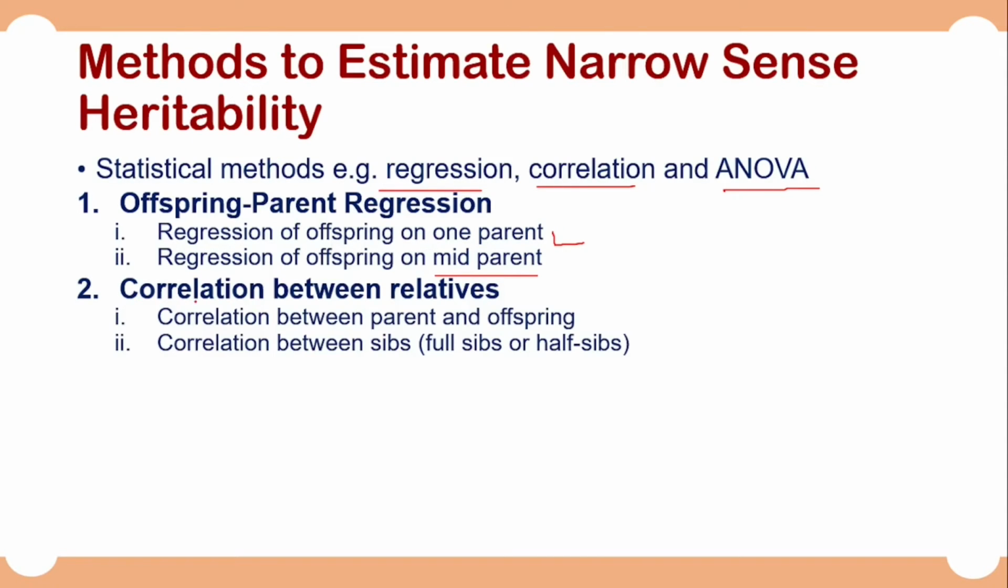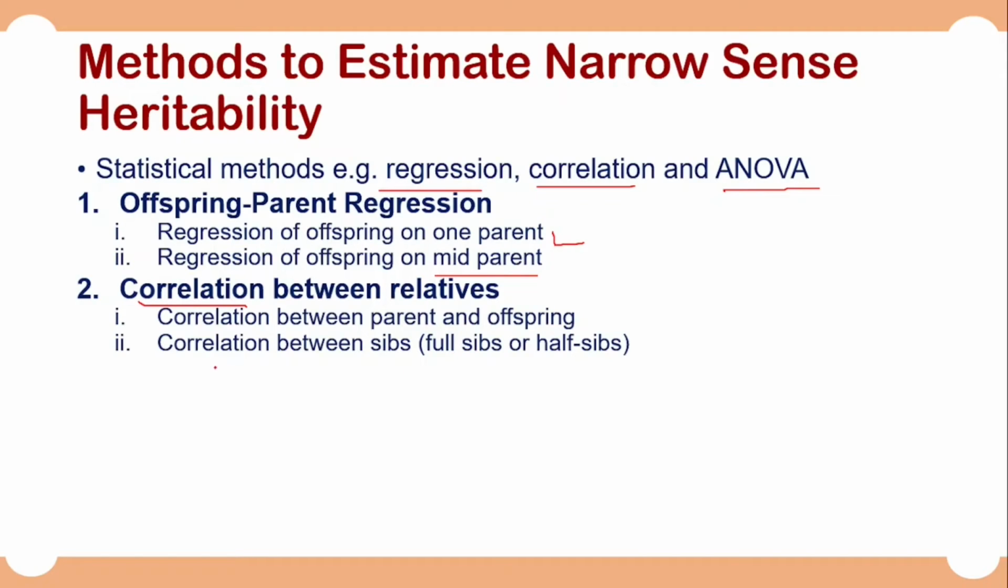The second method of heritability is through correlation between relatives. Correlation is the statistical method which is used to find the relationship between two variables. So we can use correlation between relatives to estimate heritability. Again we have two types of correlation between relatives. The first is the correlation between parent and offspring. I earlier said that you can use the regression to estimate the heritability, but you can also use the correlation between parent and offspring to estimate heritability. However, the most reliable estimate is considered the regression of offspring on parents. But still you can use the correlation between parent and offspring to estimate heritability.